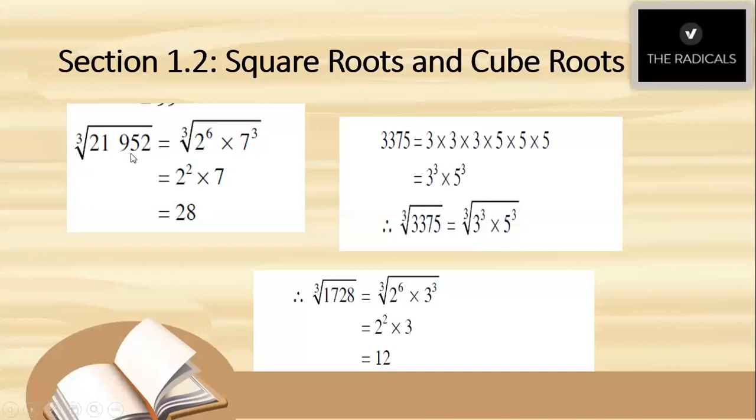21952 is yet another example. If you are taking the cube root of 21952, it means you are taking the cube root of the product of its prime factors. 2 power 6 means there are 2 triplets of 2, and 7 power 3 means that 7 is 3 times. So one triplet of 7 is outside and two triplets of 2 are outside. So we are multiplying 2 twos are 4, 4 sevens are 28. So the cube root of 21952 is 28.